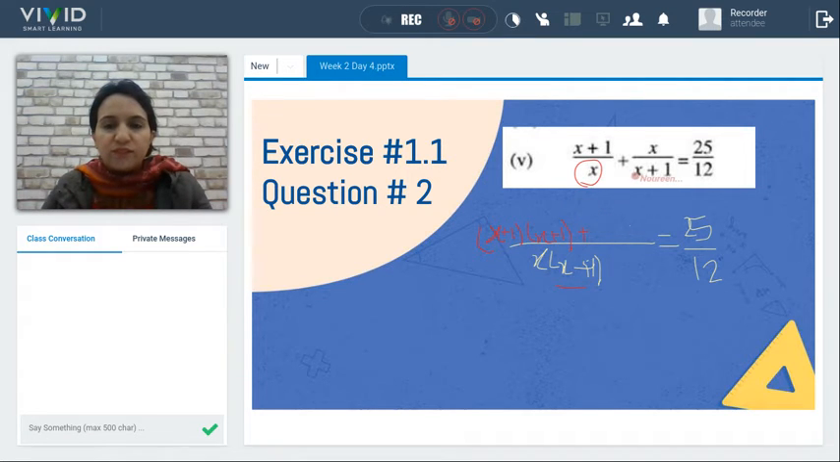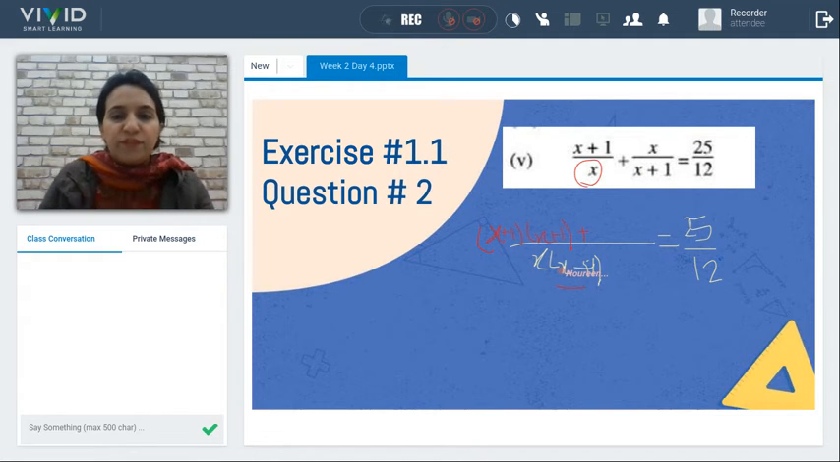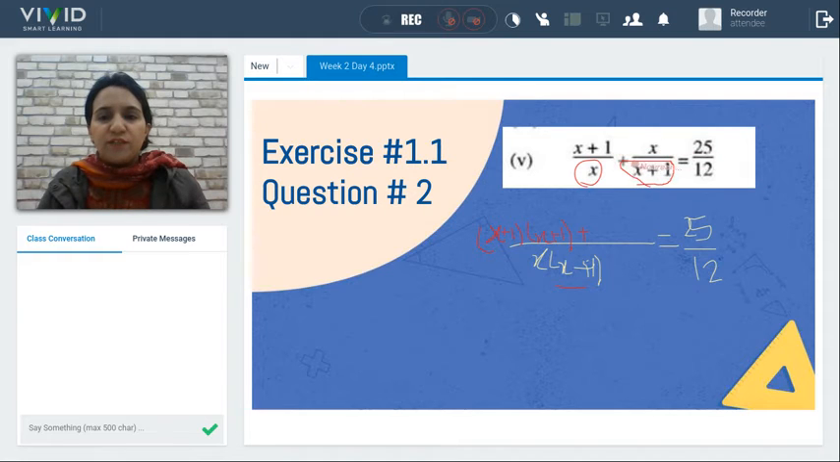Then in the second term, again you have to divide the LCM with the denominator. डिनोमिनेटर में हमारे पास x प्लस 1 है. अगर हम x प्लस 1 को LCM से डिवाइड करते हैं तो हमारे पास x प्लस 1 कैंसिल हो जाएगा और हमारे पास रह जाएगा सिर्फ x. तो इस x को हम मल्टीप्लाई करेंगे न्यूमिरेटर से. x इंटू x will be x squared. अब x squared हो गया.